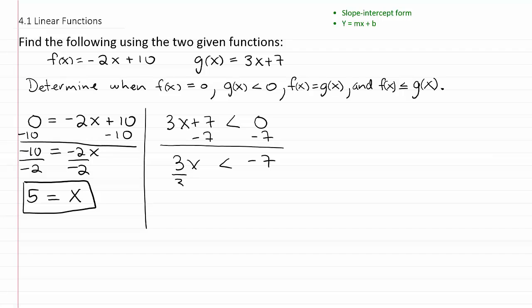Then you can divide both sides by 3 to get the 3 away from the x, and you end up with the idea that x is less than negative 7 over 3. And so whenever your x value is less than negative 7 over 3, you end up with the g of x value being less than 0. Or in other words, the y is less than 0 whenever x is less than negative 7 over 3.